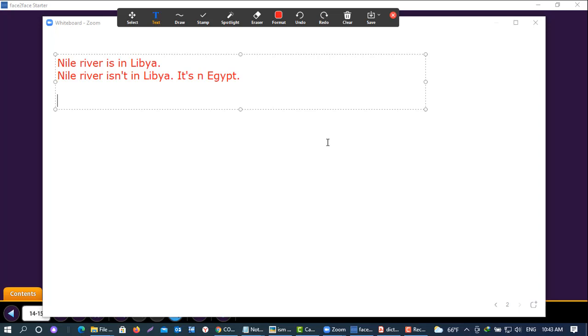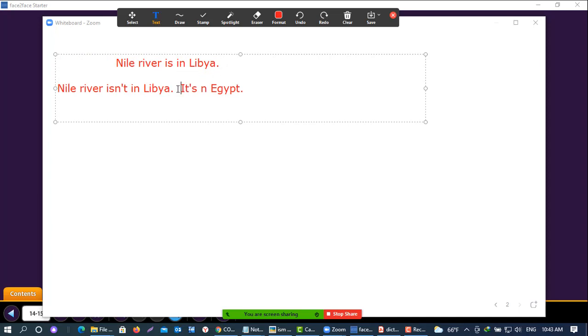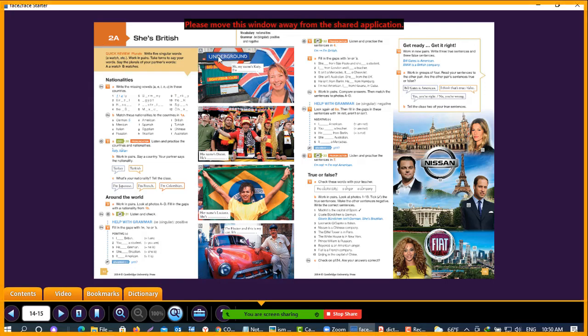Peugeot is an Italian company. What do you think, guys? Peugeot isn't an Italian company. It's a French company. So again, number one, the negative here. Number two, true information. That's everything about lesson 2A.